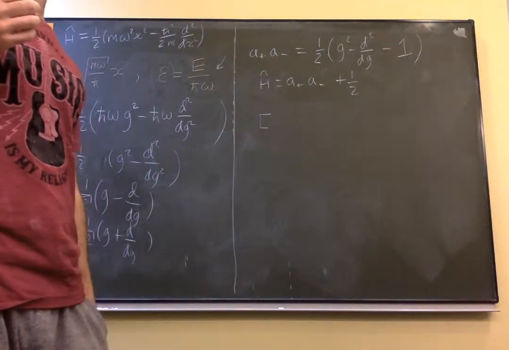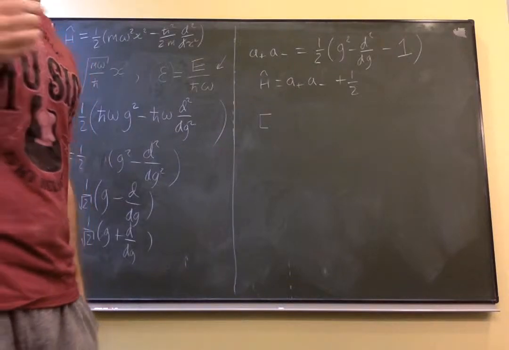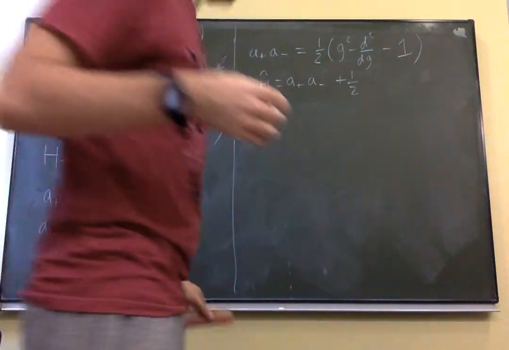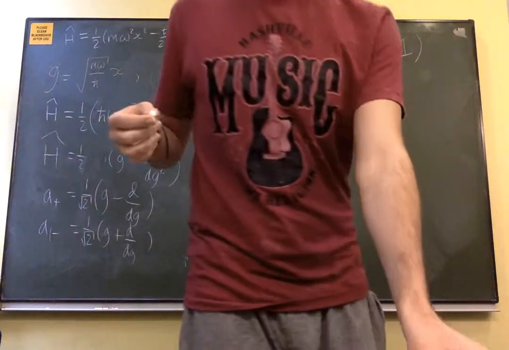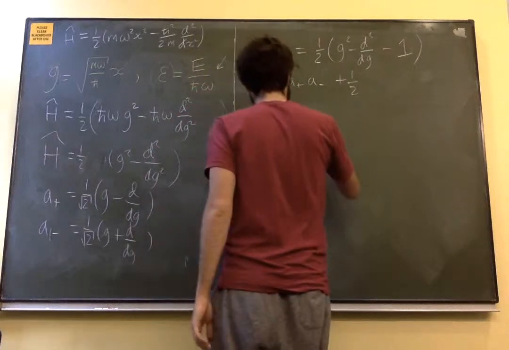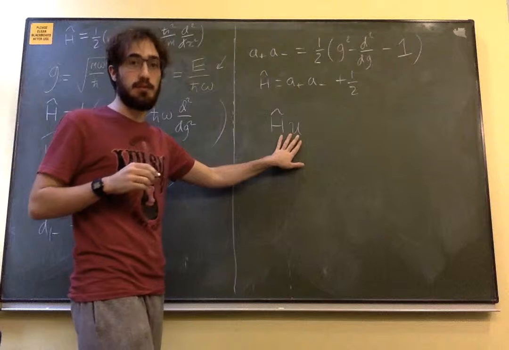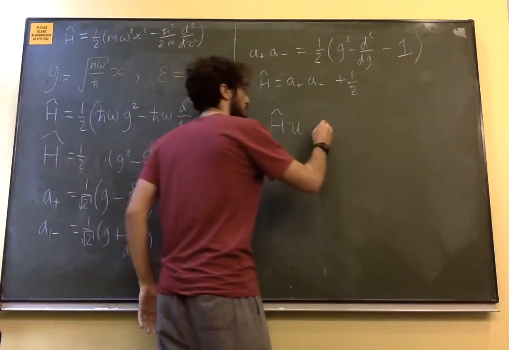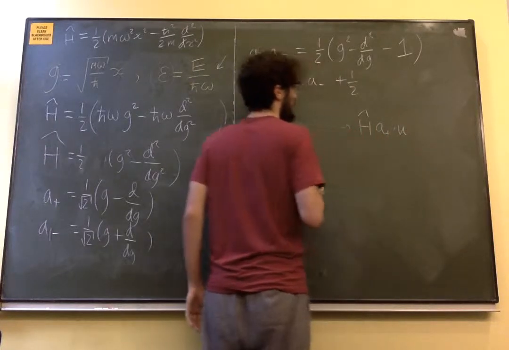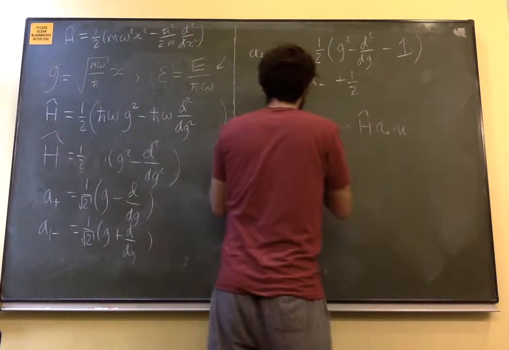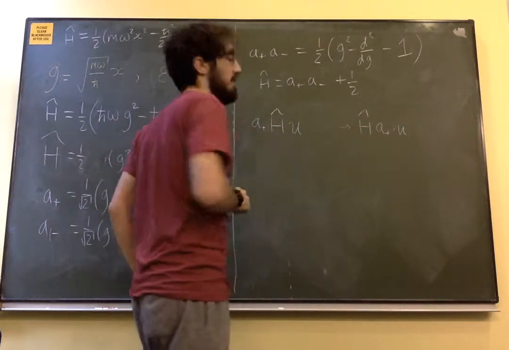Okay. So let me take my u again. Let me act on it with the Hamiltonian. This is an eigenfunction. What I'm looking for is, at the very end, h bar a plus u. So the journey that takes me from this to this, we'll start with, let me apply a plus on the left.